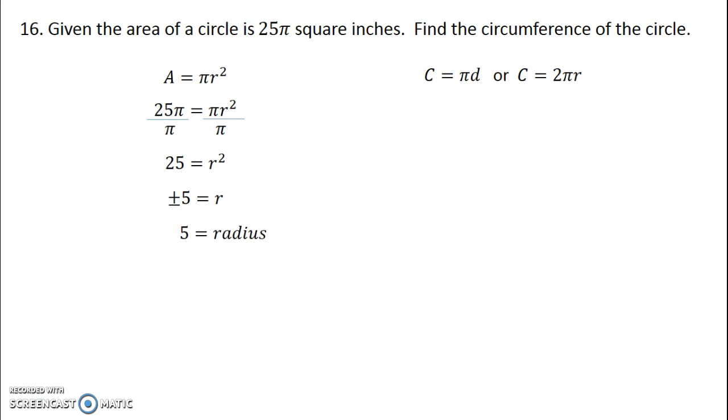But that does mean we can now find circumference, because radius was part of that formula. So I'm going to use this one here with the 2 pi r. I'm going to substitute in my radius. And the directions aren't clear for this one.